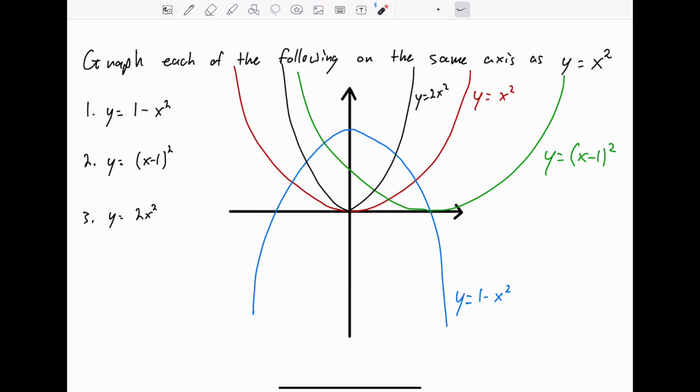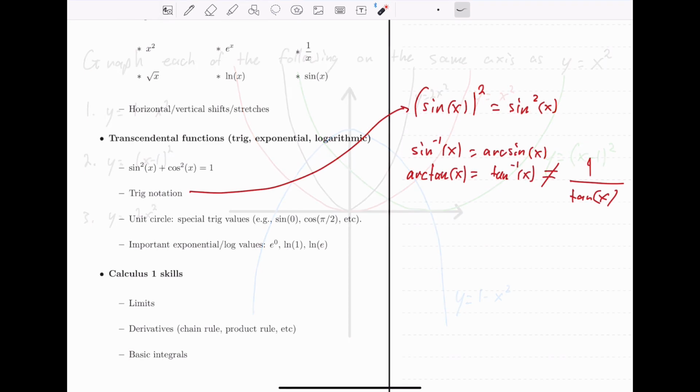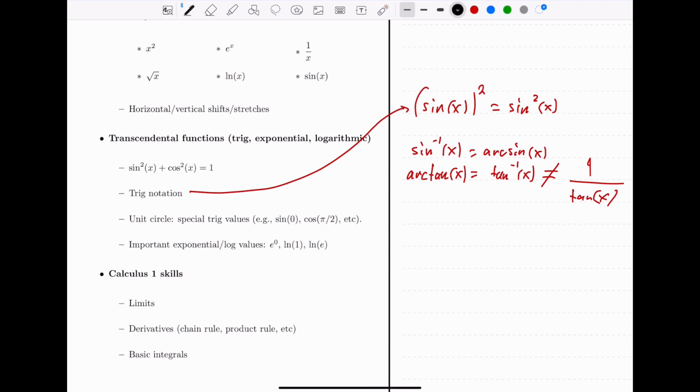It's important to know what some of these basic horizontal and vertical shifts and stretches will do to a graph. Now let's talk about some important values of trig functions and exponential and log functions. e to the 0, as we saw just a bit ago when we graphed it, is equal to 1. Natural log of 1 is equal to 0. Natural log of e equals 1.